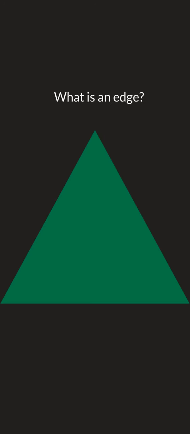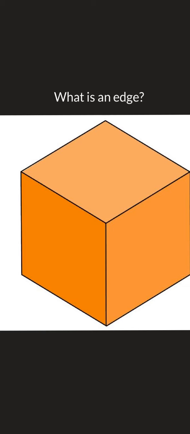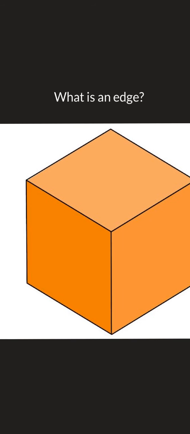So remember, our triangle had 3 sides. 1, 2, 3. 3 sides. We don't call these edges. We talk about edges in 3D shapes. So if we take a look at this cube, which is a 3D shape, and we can see our faces here that we've just spoken about.